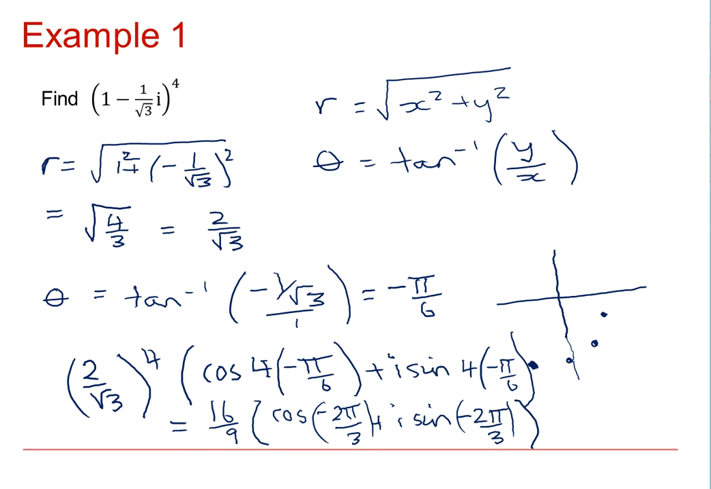If we want the answer back in the x plus iy form, this would give us minus 8 ninths minus 8 root 3 over 9 i. We can do this because we know the standard values: cos of minus 2 pi by 3 is minus a half, and sine of minus 2 pi by 3 is minus root 3 over 2.